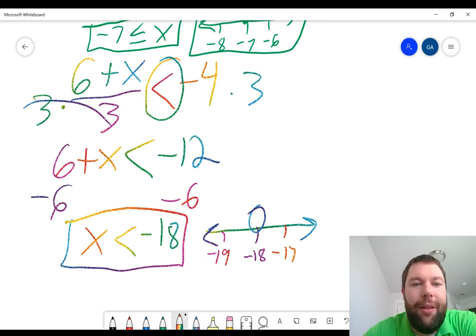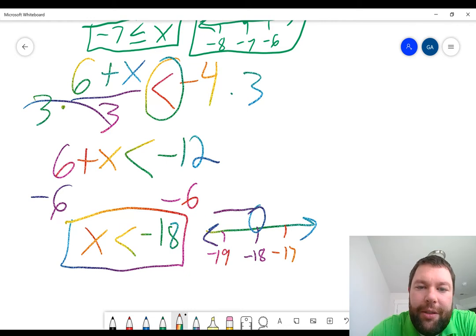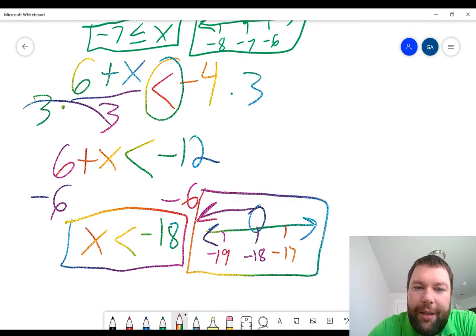Okay, and then I look at my final answer here. If it eats the variable, it's going to go to the right. If it eats the number, it's going to go to the left. This time it's eating the number, so it's going to go to the left. And that would be my second answer right there.